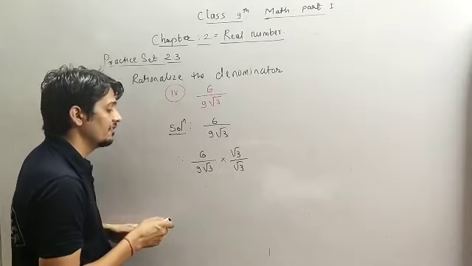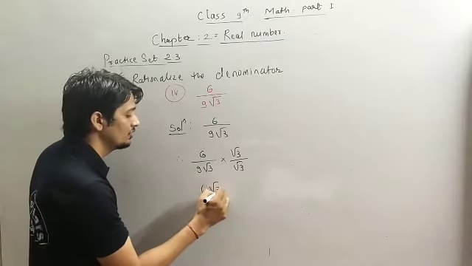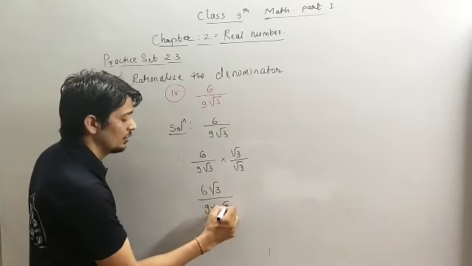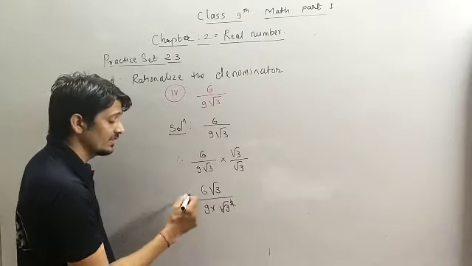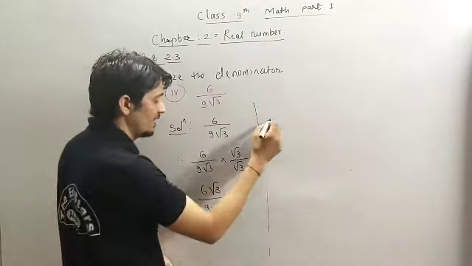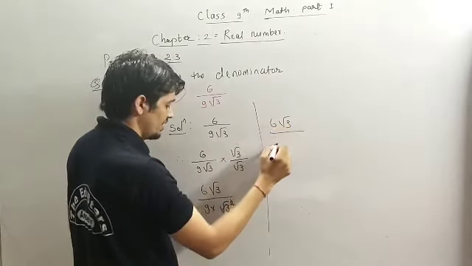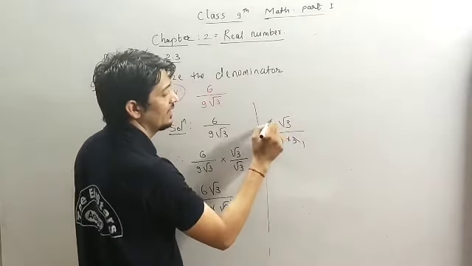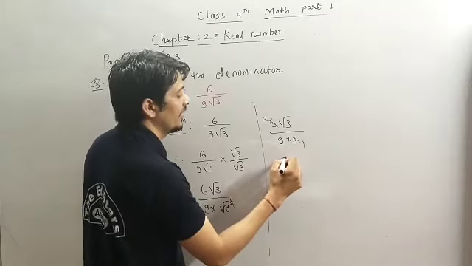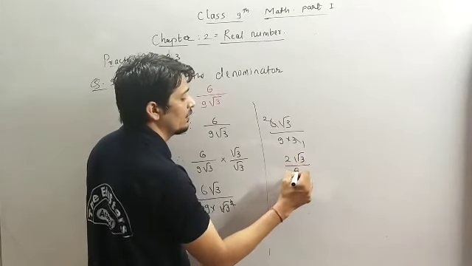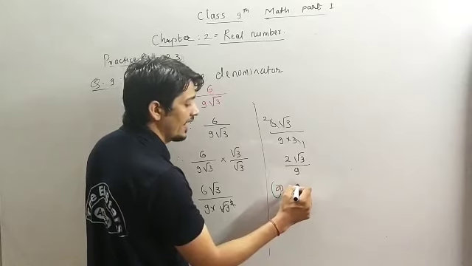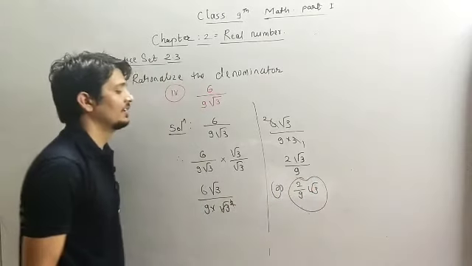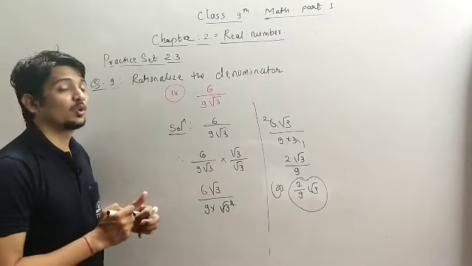So if we multiply we will get 6 root 3 divided by 9 into root 3 is root 3 square. Square and root will get cancelled. So what we will have now? We will have 6 root 3 divided by 9 into 3. So 3 1s are 3, 3 3s are 9 and 3 2s are 6. So we can get 2 root 3 divided by 9, or we can write it as 2 divided by 9 of root 3. So this is the answer. Okay. So this is the way you have to solve the answer.